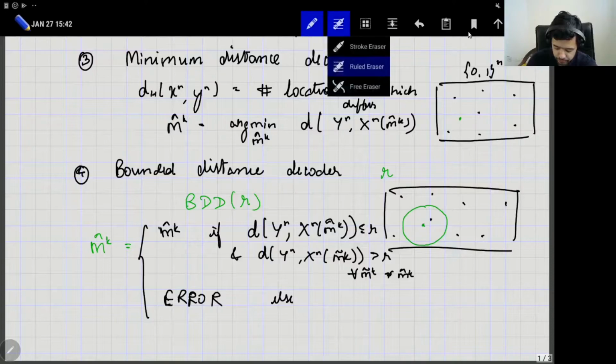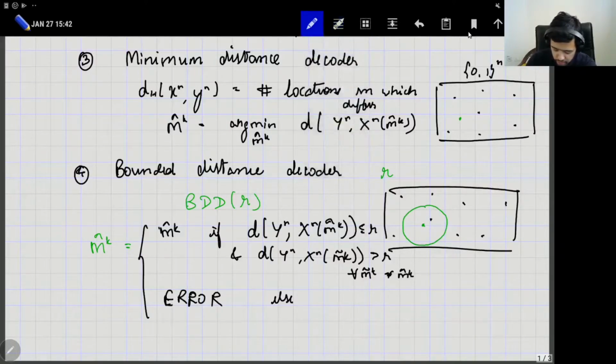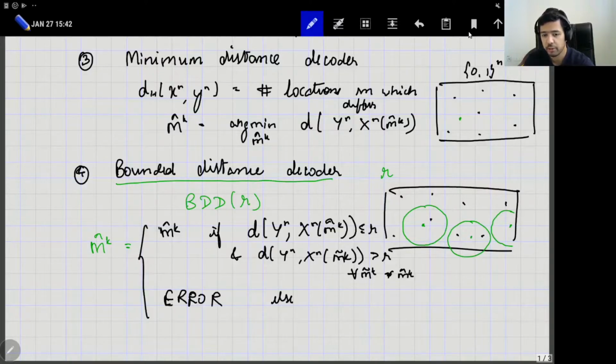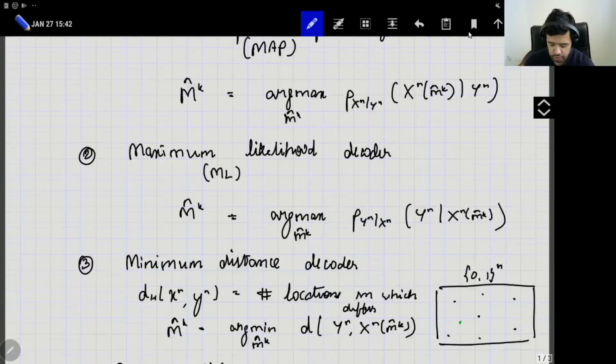Now if there are multiple sequences, so suppose that this is the received sequence, and you look at all possible sequences within distance r from it. If there are multiple sequences, then it outputs error. At the same time, if say this sequence is received and there are no code words within a distance r from it, then again you output an error. So this is called a bounded distance decoder because you only look at all sequences within a bound of r and then output only if there is a unique sequence within that bounded distance. So in this lecture we'll analyze the bounded distance decoder for a certain codebook for the binary symmetric channel.